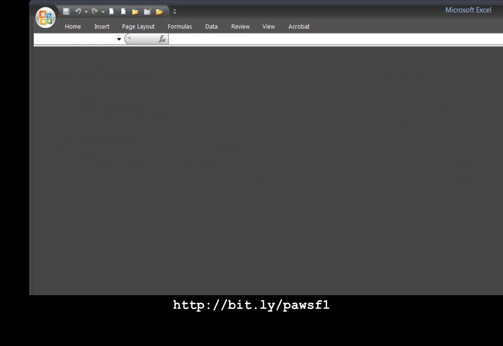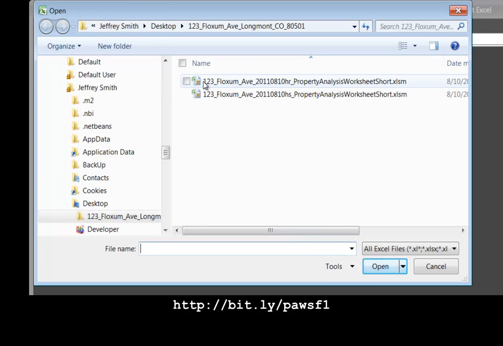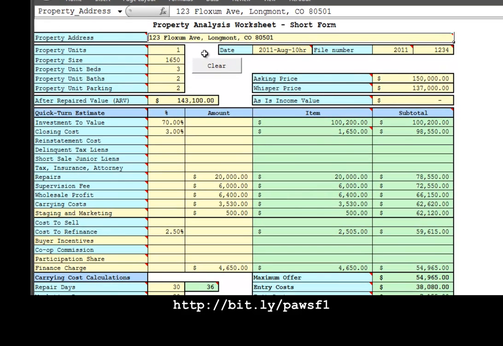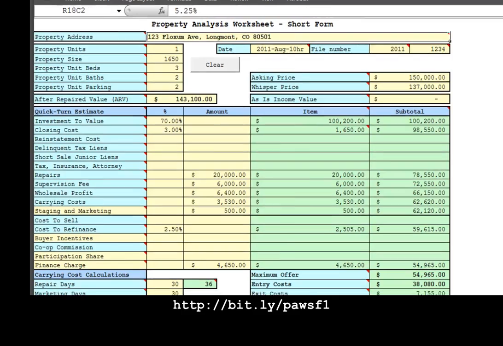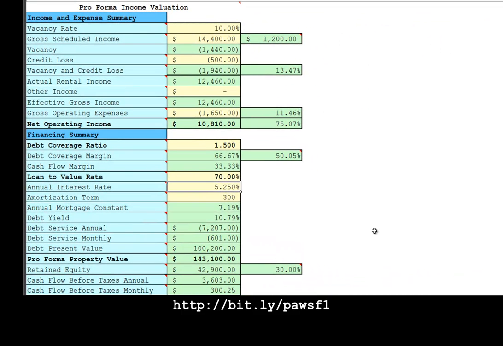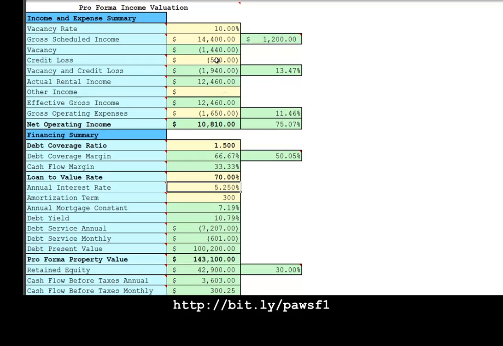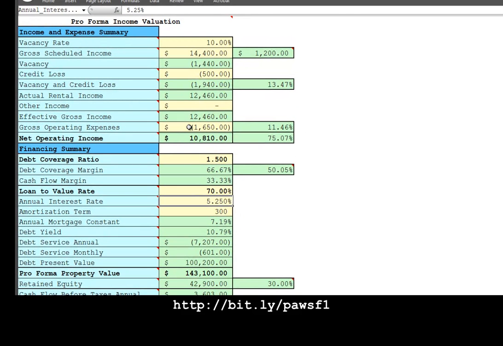Now let's go back over to Microsoft Excel and look at the hard money fix and rent scenario. The fix and rent scenario is a little bit different. We start with a pro forma income valuation. On this worksheet, we're looking at $1,200 a month in scheduled rent, minus a credit loss for deadbeat tenants. Gross operating expenses is initialized to the annual property taxes, annual property insurance, and the annual HOA amount.